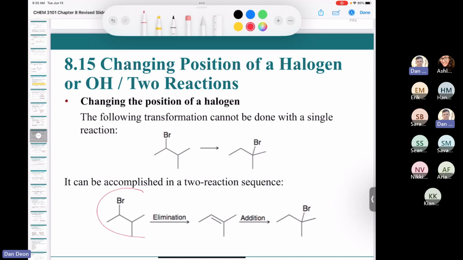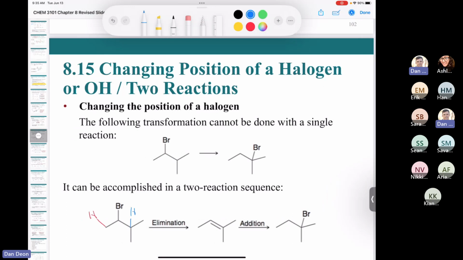Let's say we wanted to do this E2 reaction here. Well, there's two types of beta protons. There's the ones in red, and then there's this one in blue. We need to pull off the blue proton, so we would want to use an unhindered base to do that.